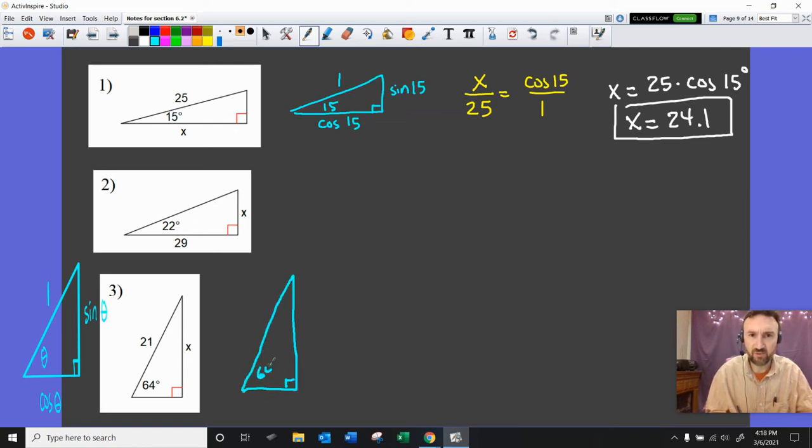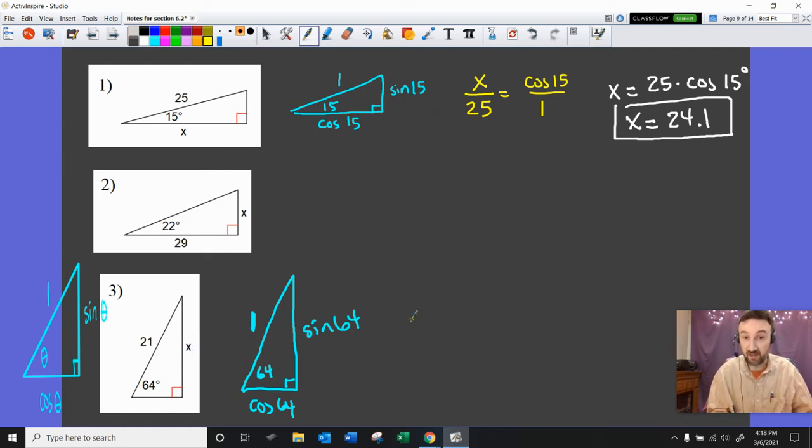So this is a 64-degree angle. We've got the side length marked x, but then we know that this is going to be a unit triangle. The side across from 64 is sine of 64. The side next to, or adjacent to, 64 degrees is cosine of 64. And I can quickly set up a ratio here.